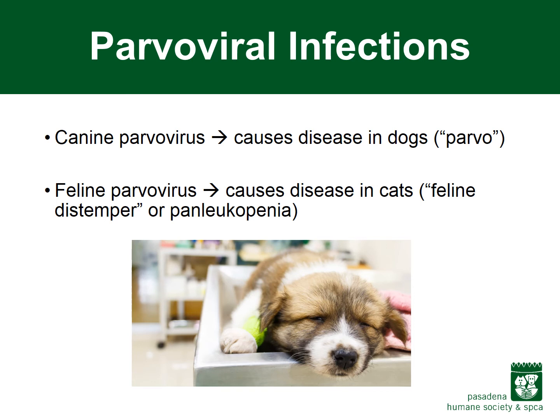So, parvoviral infections. This is something that we don't want to hear about at the shelter because these are very contagious and very damaging diseases in our population. Canine parvovirus causes disease in dogs, and that is called parvo. And feline parvovirus in cats is mostly referred to as panleukopenia, or feline distemper.